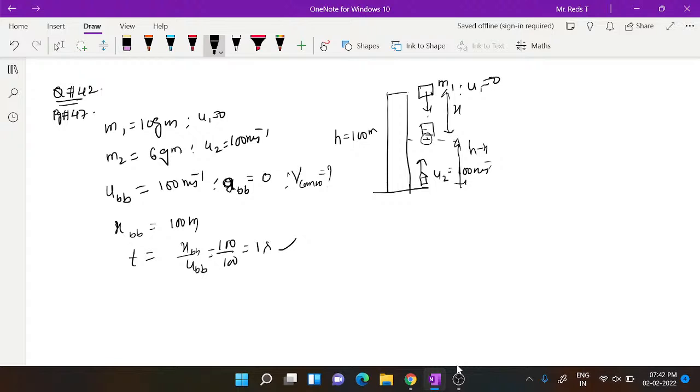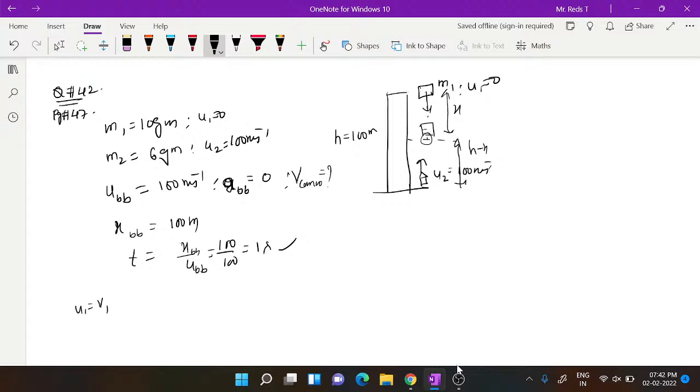What will be the velocity here, the final velocity after this time? That final velocity will act as the initial velocity before collision. So this u1, u2 you should consider in this case. u1 will be our v for the first one, right?